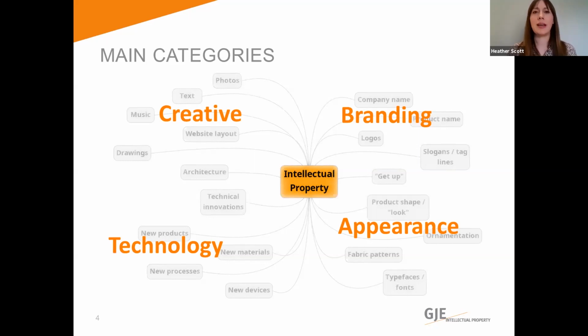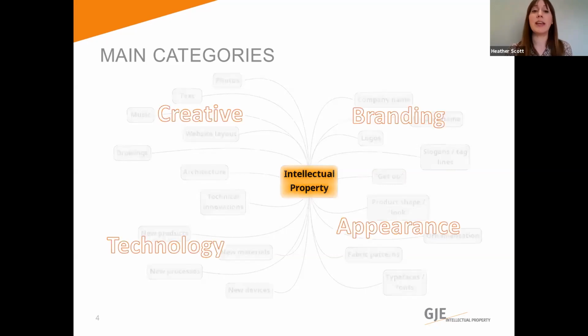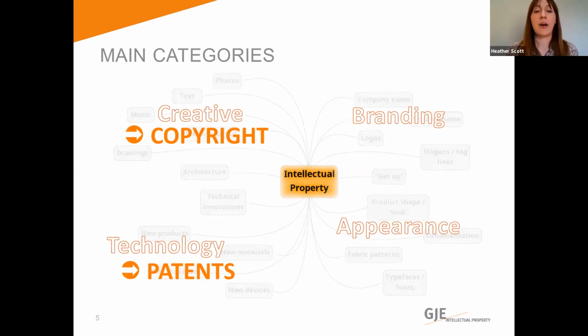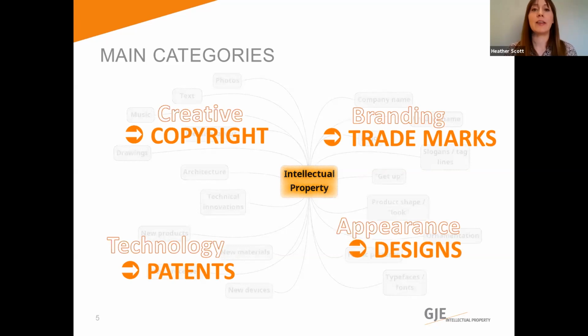So in order to account for this, we have different types of intellectual property rights which exist for different types of intellectual property. So for creative works, we use copyright. For IP relating to new technology, this is protected using patents. For branding, it's trademarks. And for aspects of appearance, they can be protected using designs.